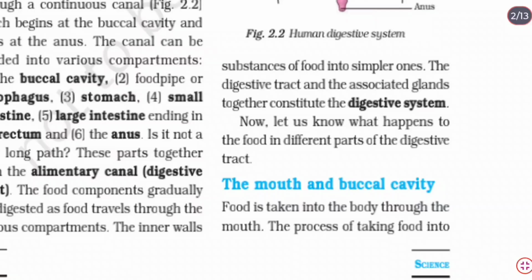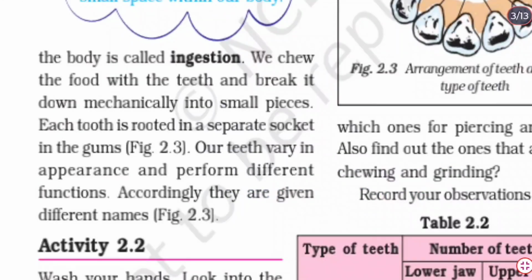Now let us know what happens to the food in different parts of the digestive tract. The mouth and buccal cavity. Food is taken into the body through the mouth. The process of taking food into the body is called ingestion. We chew the food with the teeth and break it down mechanically into small pieces.